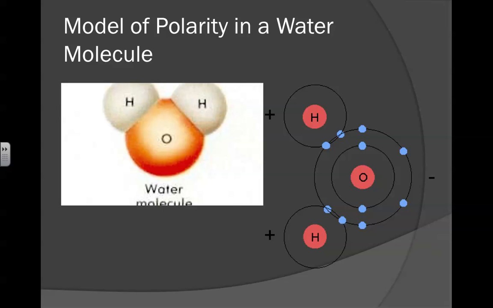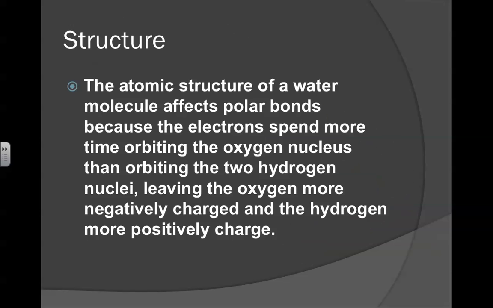On the picture on the left, you can see that the two hydrogen and the oxygen nuclei form kind of like a V shape. And this atomic structure of a water molecule affects polar bonds because the electrons spend more time orbiting the oxygen nucleus than orbiting the two hydrogen nuclei, leaving the oxygen more negatively charged and the hydrogen more positively charged.